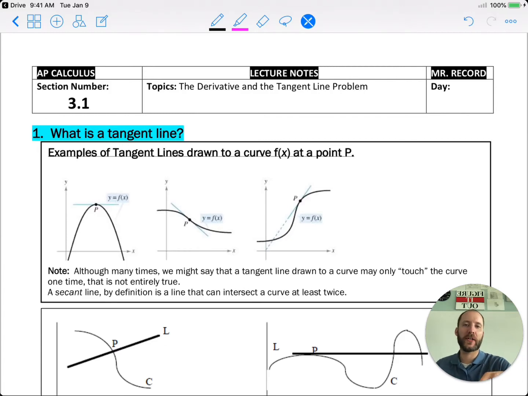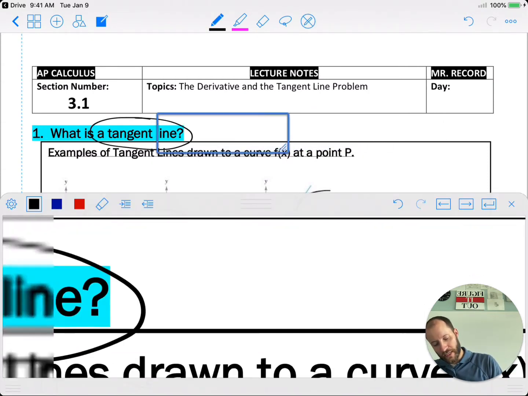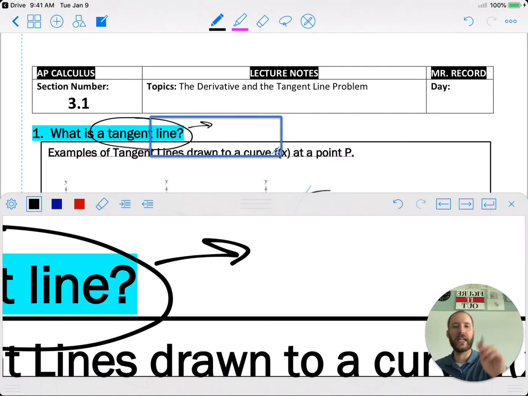Hey, our topic today is the derivative and the infamous tangent line problem. This is one of the reasons calculus started. This corresponds to section 3.1 in our textbook. So the first thing we've got to do is identify a keyword there: tangent line.